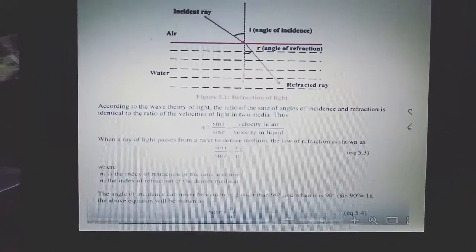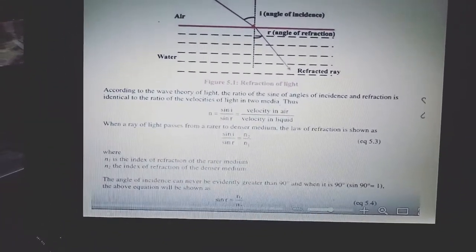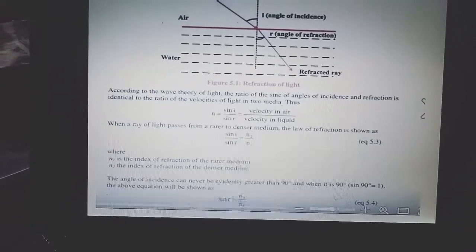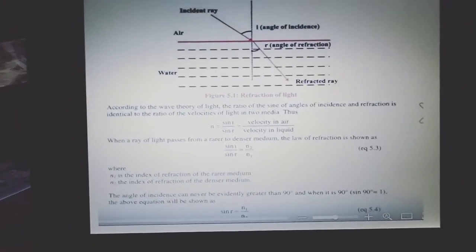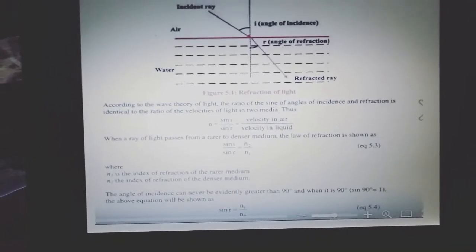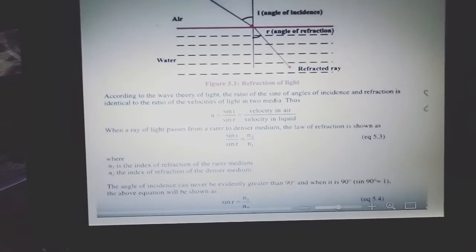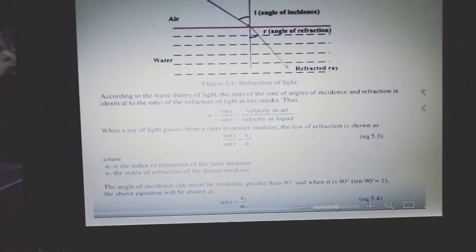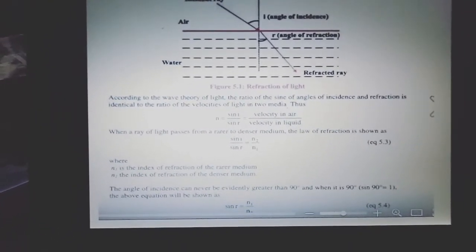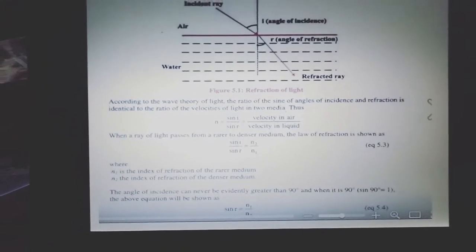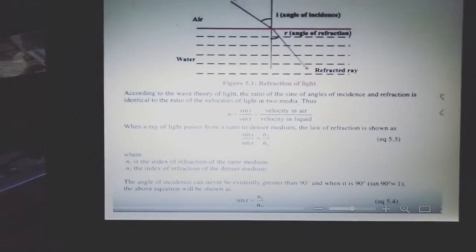According to the wave theory of light, the ratio of the sine of angles of incidence and refraction is identical to the ratio of the velocity of light in the two media. Thus, n is equal to sin i upon sin r. We can also write it as velocity of light in air upon velocity of light in liquid. When a ray of light passes from a rarer to a denser medium, the law of refraction is given by sin i upon sin r is equal to n2 upon n1, where n2 is the refractive index of the denser medium and n1 is the refractive index of the rarer medium.